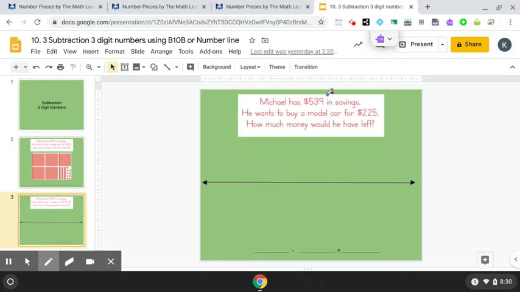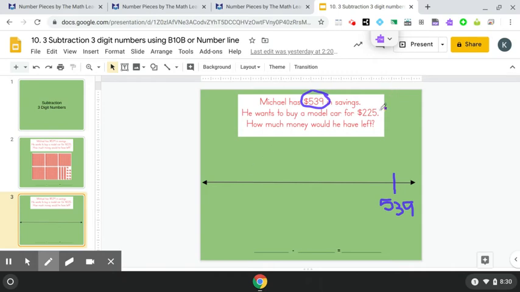So we know that 539 is the total. And so that's where we'll start. And why do you think I'm putting it way over on this side of the number line? Well, you're right, because I have to take away. And if I take away, I'm going this way on the number line to a number that's less than the total.